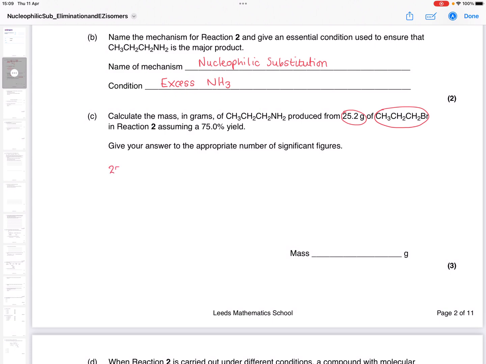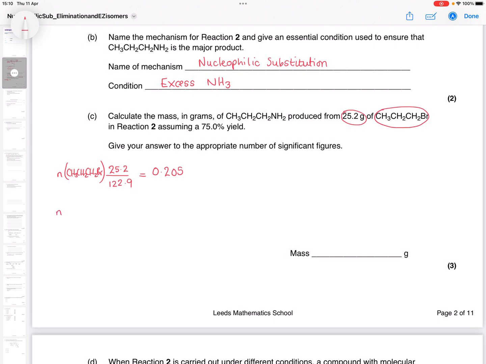So that is 25.2 divided by the MR. So we add 3 carbons plus we've got 3, 4, 5, 6, 7 hydrogens and a bromine atom. We get 122.9. So that is equal to 0.205. So that's the number of moles of the CH3CH2CH2Br, 0.205. Okay, so it would be 1 to 1.